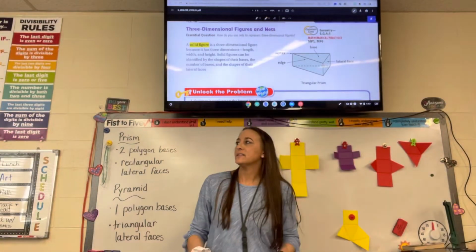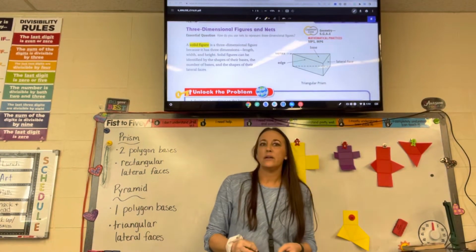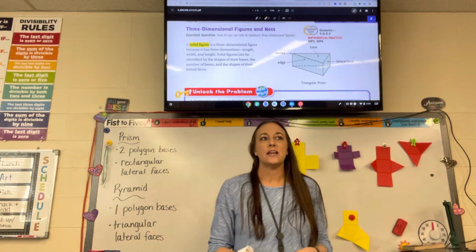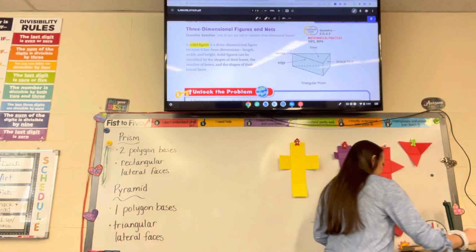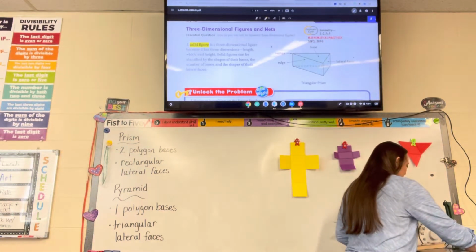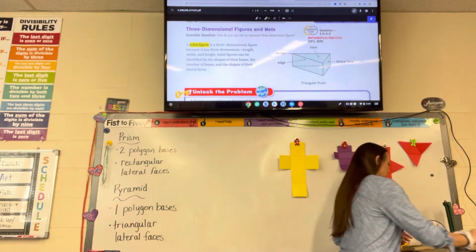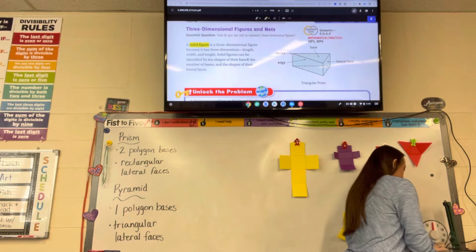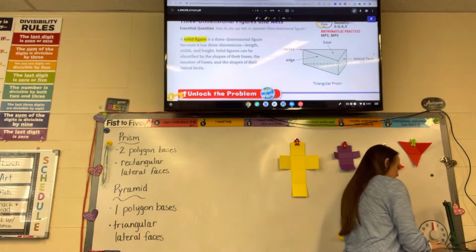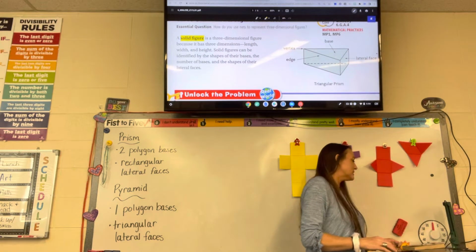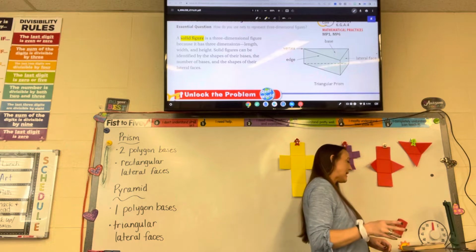Today we're doing lesson 11.1, 3D figures and nets. Essential question: how do you use nets to represent three-dimensional figures? A solid figure is a three-dimensional figure because it has three dimensions: length, width, and height.